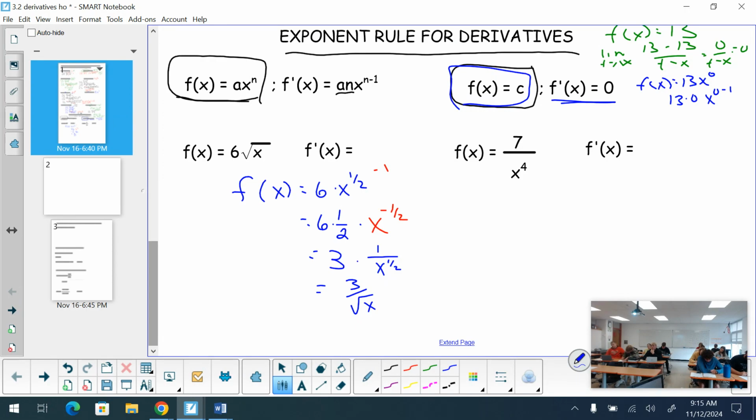Once again, need to eliminate negative exponents. Need to put it in simplified radical form. Do not have to worry about rationalizing now. We have enough stuff to worry about here. I'm not going to ask you to rationalize the 7th root of x to the 3rd.